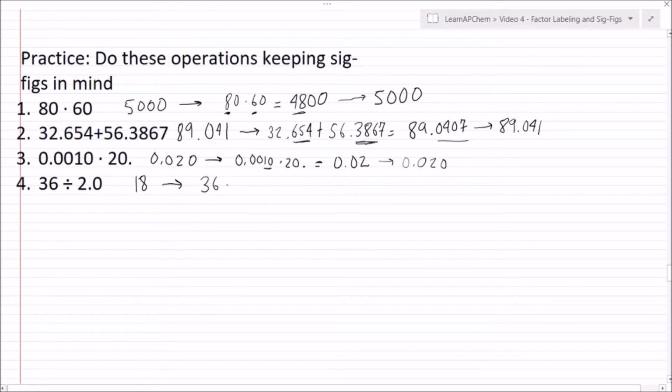This last one, we just simply divide. We end up with 18, and 2.0 and 36 have 2 sig figs, so we are good with that. So it's just 18.